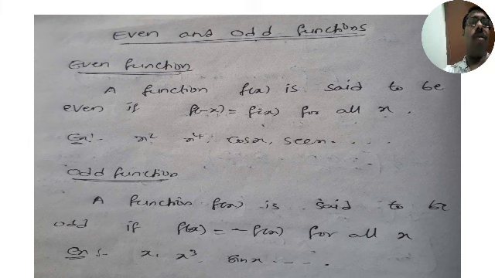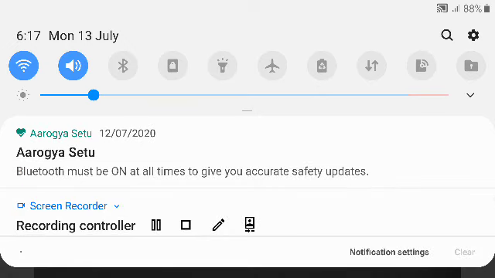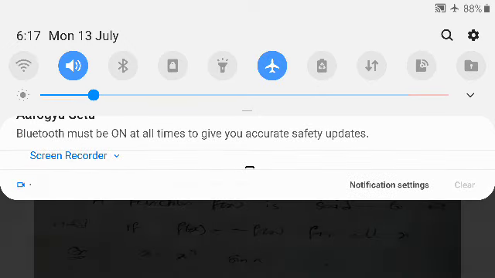So let me put in aeroplane mode so that no disturbance comes.